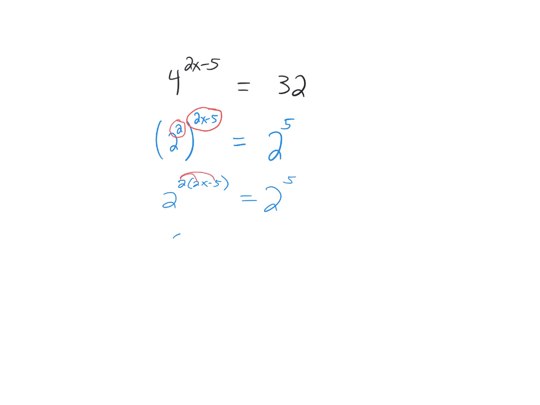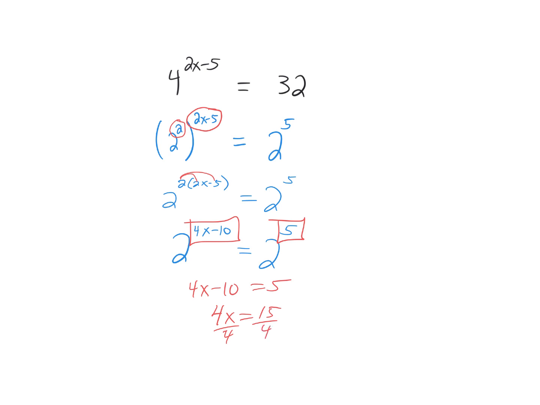So we end up with 2 to the power of 4x minus 10 equals 2 to the power of 5. And now since I have 2 to both powers, I can set the exponents equal. I've got 4x minus 10 equals 5. Add 10 to both sides, and I have 4x equals 15. Divide by 4, and I have x equals 15 fourths as my answer.